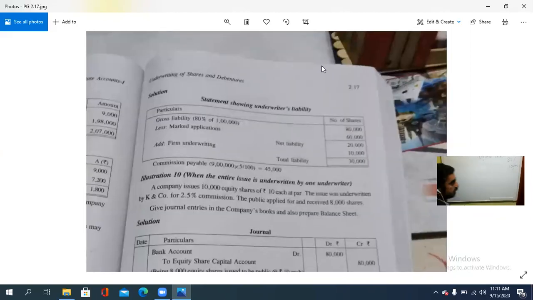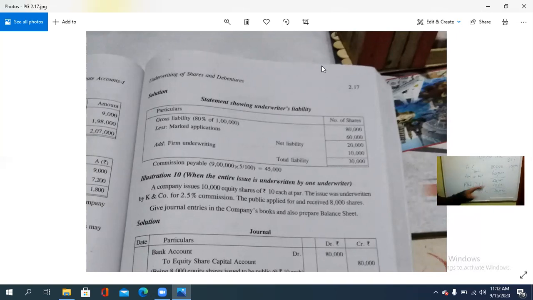So gross liability, how much? 80%, isn't it? So 1 lakh into 80%, 80,000. Clear? Then less marked application, 60,000. So 20,000. Then what need to be added? Firm underwriting need to add, 10,000. That is already given in the question. So the net liability is 30,000, or the total liability is 30,000.